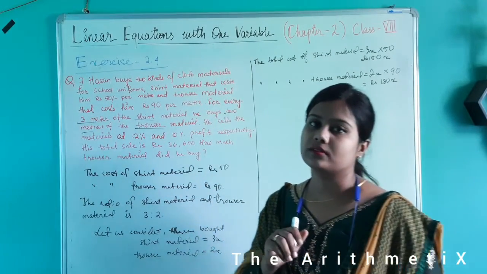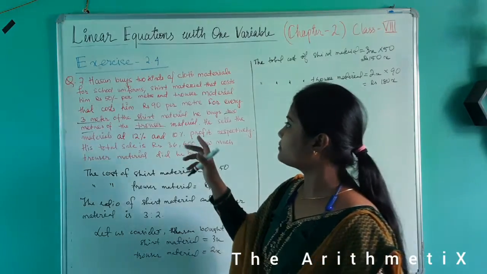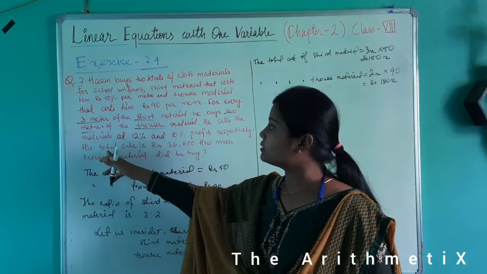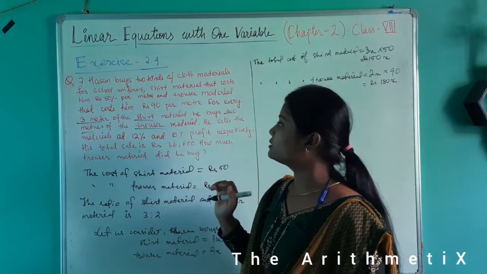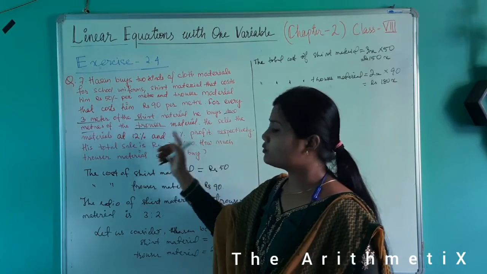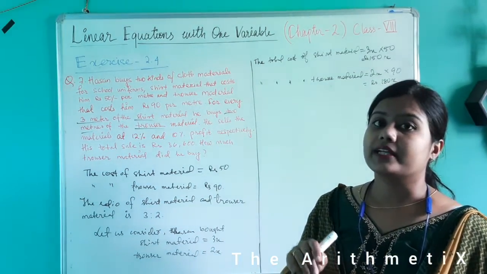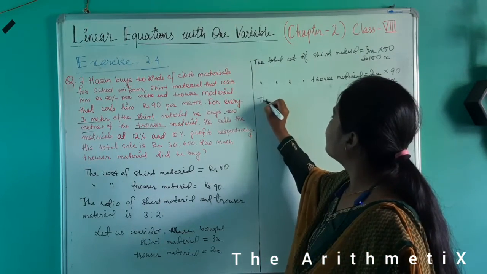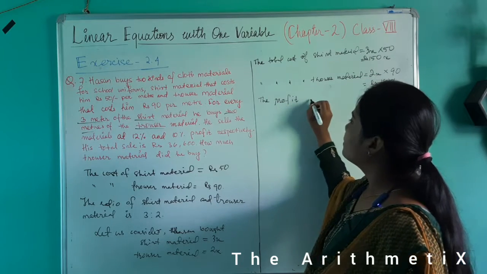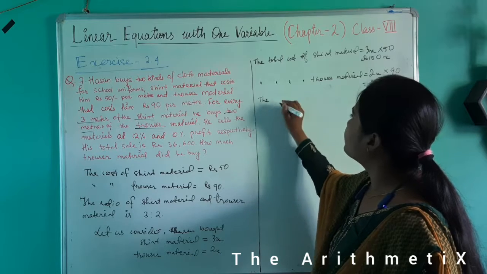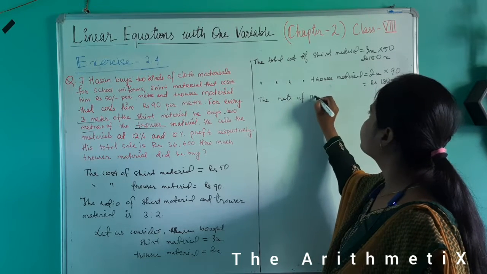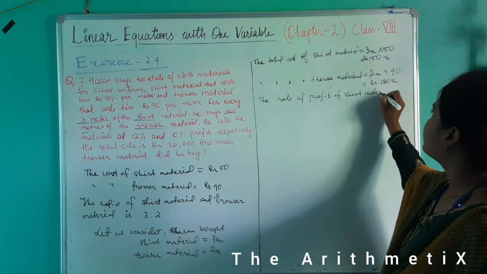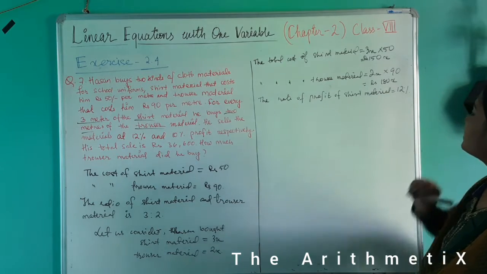Again it is given that he sells the shirt materials at 12% profit. So what is the selling price for shirt material? We need to find that, because later it is given that the total sale is rupees 36,600. So we need to find the total selling price, and before that the individual selling price of each item. The rate of profit of shirt material is 12%. It is given.